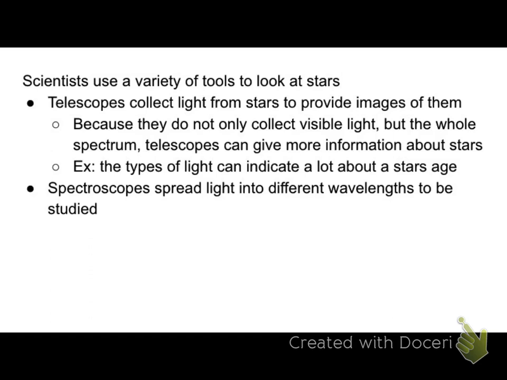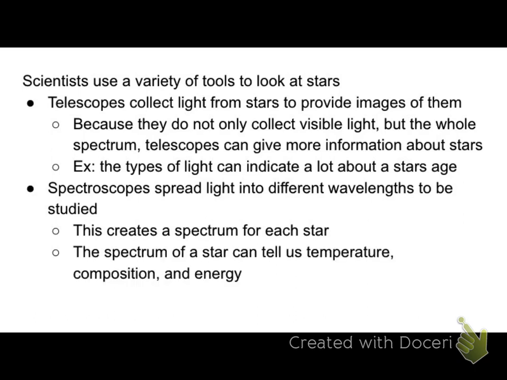Scientists also use something called a spectroscope. A spectroscope is used to spread light out into its different wavelengths to be studied. Okay? This creates what is called a spectrum, hence the name spectroscope. It's going to spread that light out into a spectrum, and we can get lots of information from the spectrum of light that a star produces. We can tell what its temperature would be. We can tell its composition, so what elements is it made up of. We can tell how much energy the star has. Okay? Those are just a couple of things we can tell by looking at the spectrum of light produced by a star.